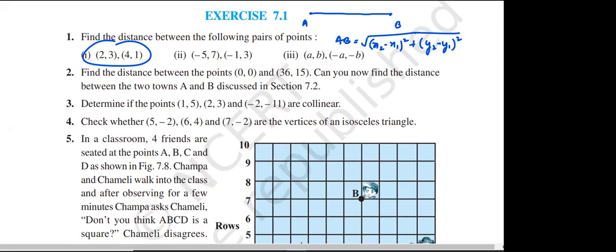So please, using this formula and considering this one as x1, y1 and this one as x2, y2, calculate the distance between these two coordinates, and let me know the answer.